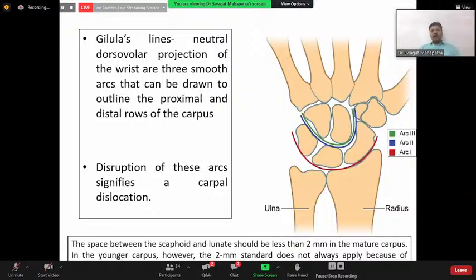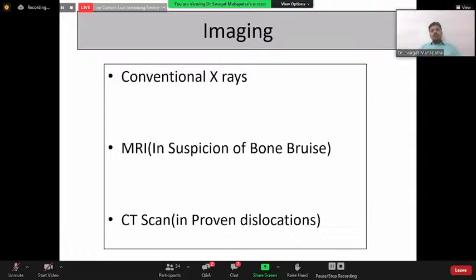So how to go about the imaging of a pediatric wrist fracture? Conventional X-rays first, done. MRI if you cannot find a fracture and you are suspecting a bone bruise or a difficult fracture to find.